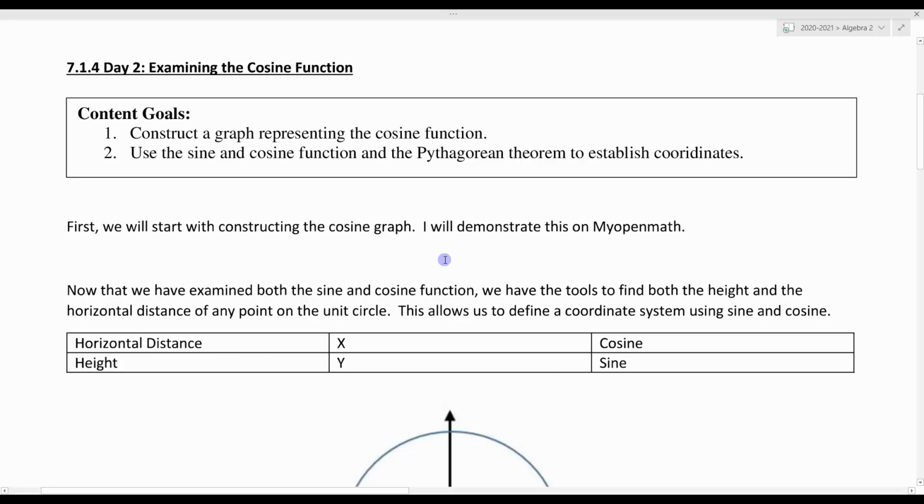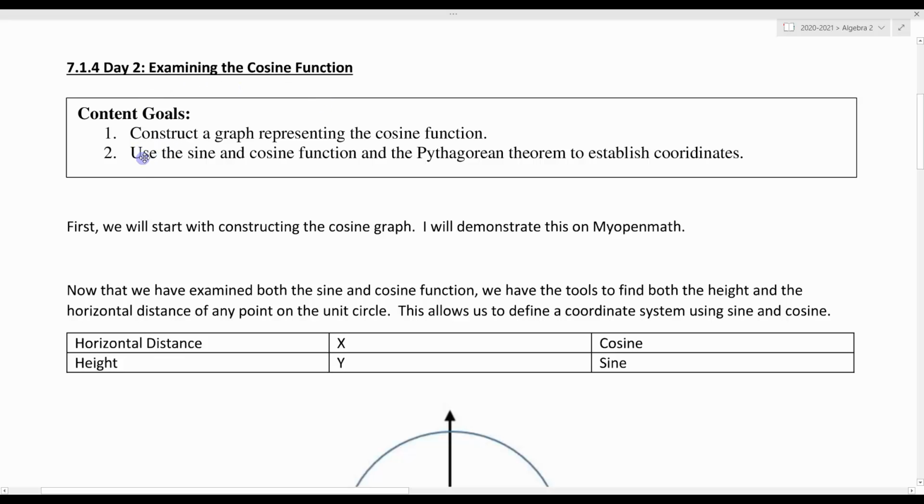Today we're going to be continuing our examination of the cosine function. Yesterday you should have built your table representing the cosine function, so today we're going to take a little bit of time and plot the points on that table to get an idea of what the shape of a cosine function looks like.